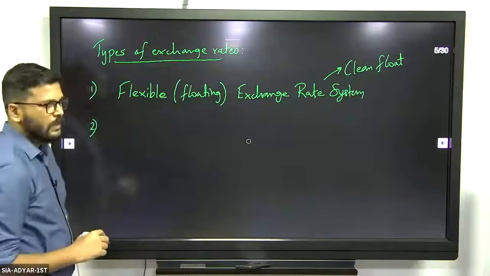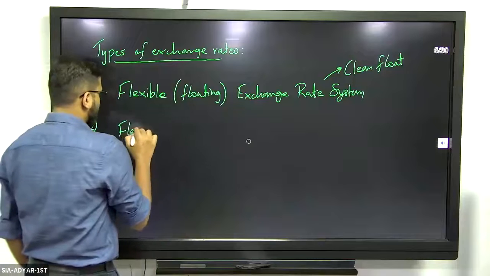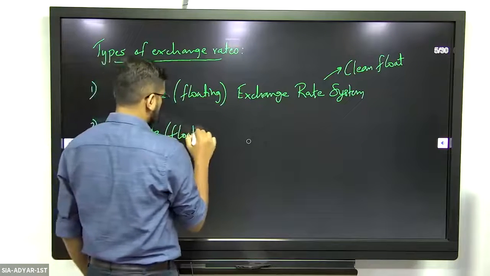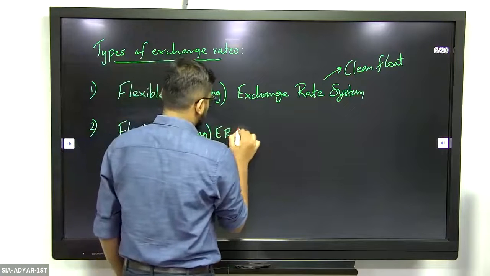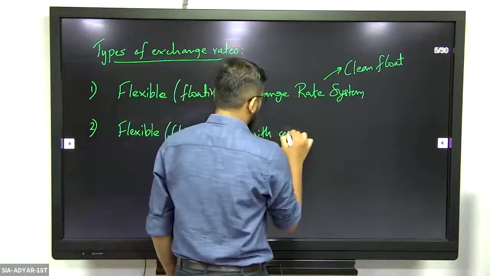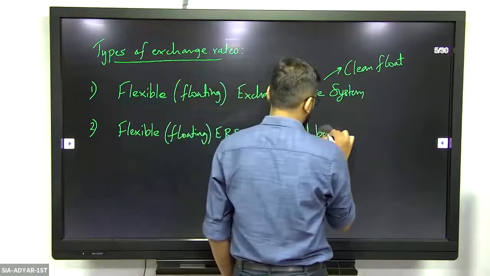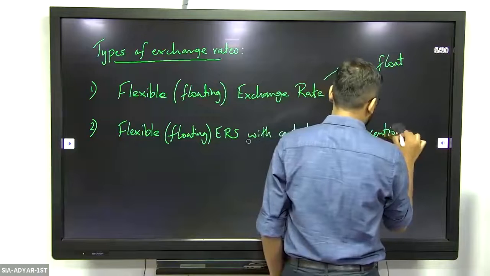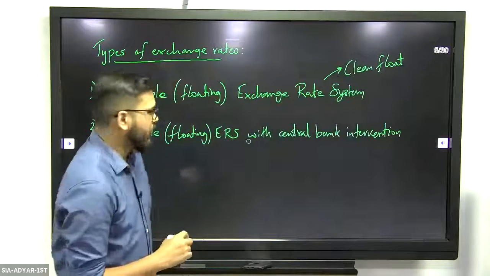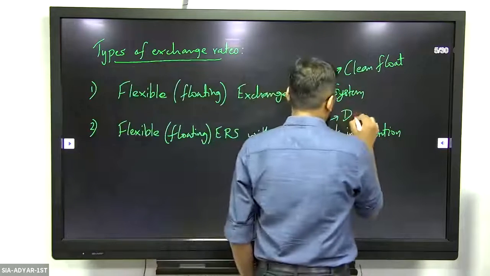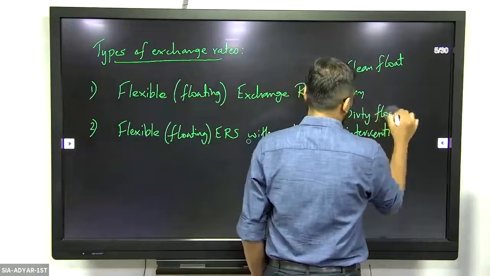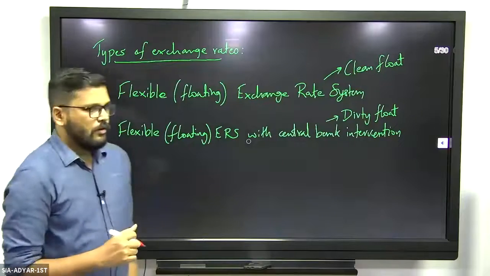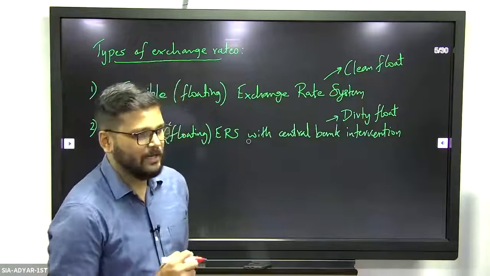Number two, we have a system called flexible or floating, you can also call it floating, exchange rate system with central bank intervention. This is also called a dirty float. Flexible exchange rate system with central bank intervention.